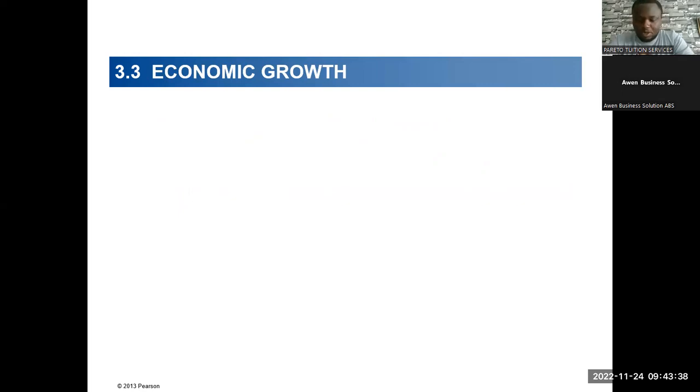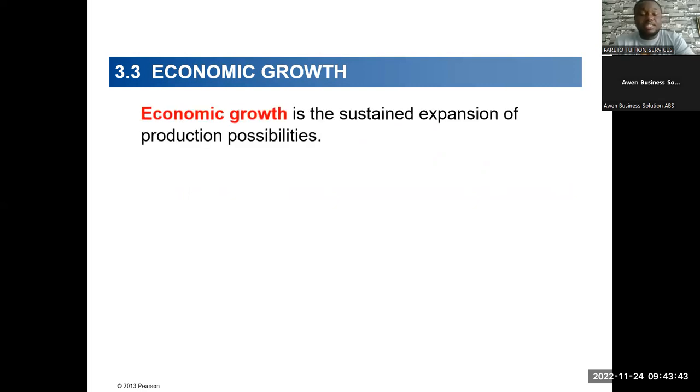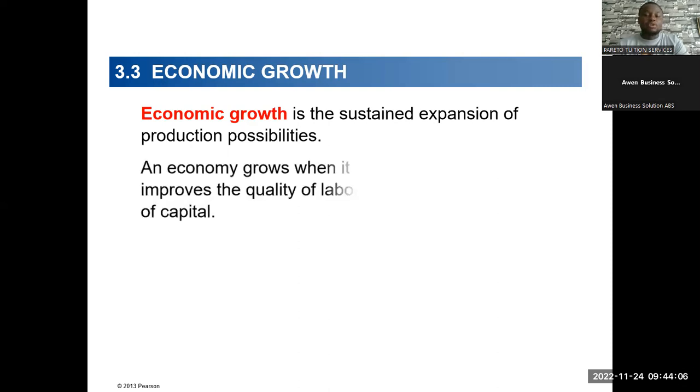No, I'm okay. All right, so we look at economic growth. If we say that an economy is experiencing growth, it means there's a sustained expansion in production possibilities. So now we can actually produce more combinations than what we were previously producing. But then what actually brings about economic growth? We will have economic growth when there is an increase in the level of technology.